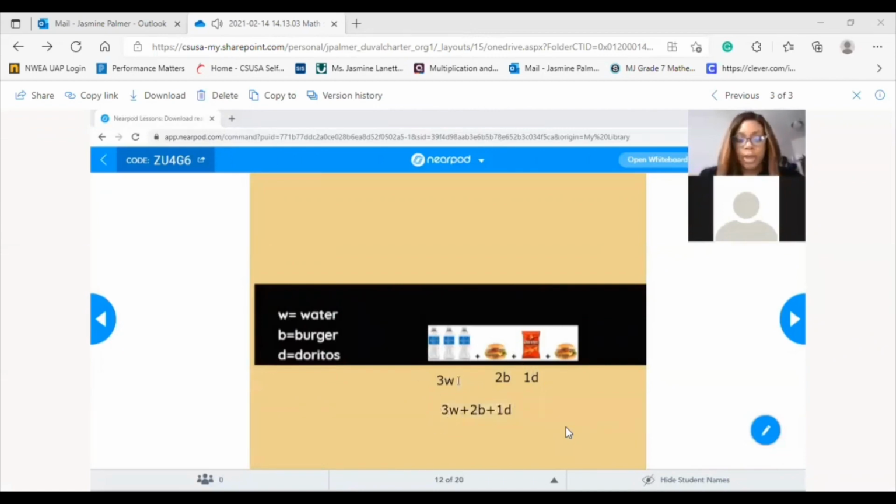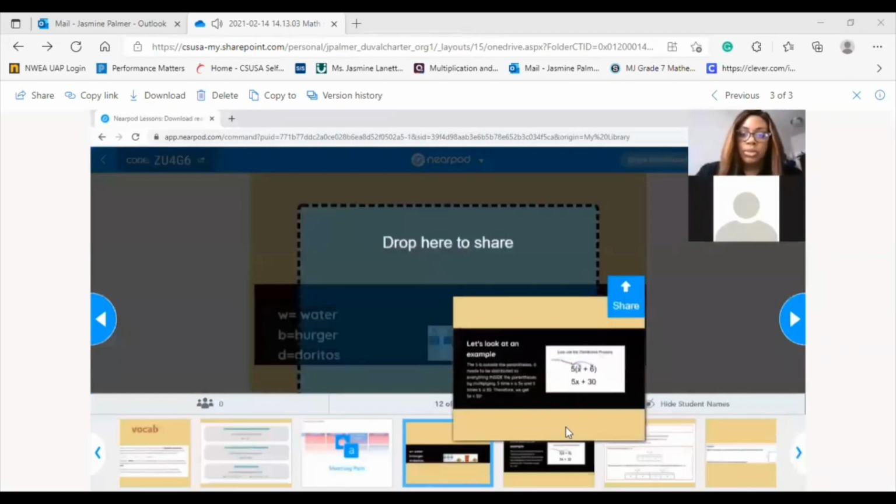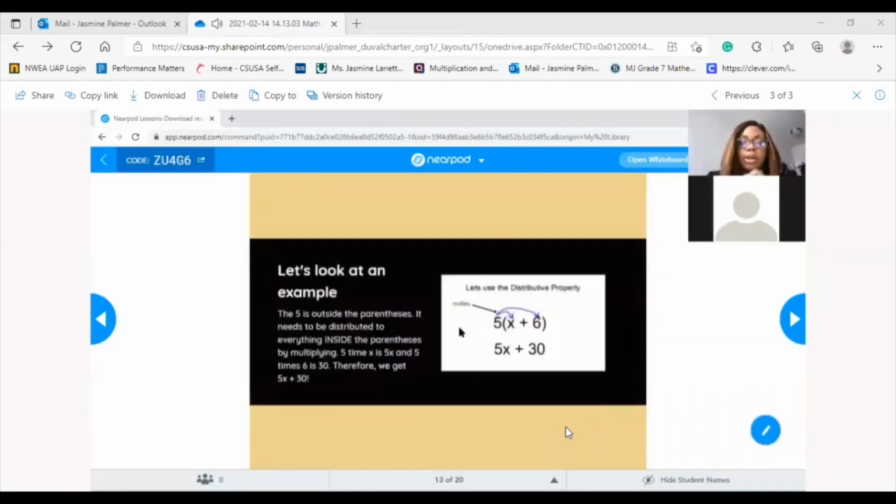And it's good for grouping. So burger with burger would be like terms because they're both a burger. Water and water are like terms because they're all a bottle of water. And knowing like terms also helps with the distributive property.